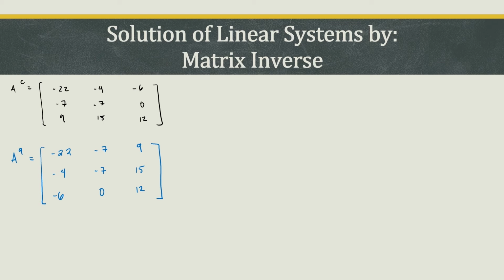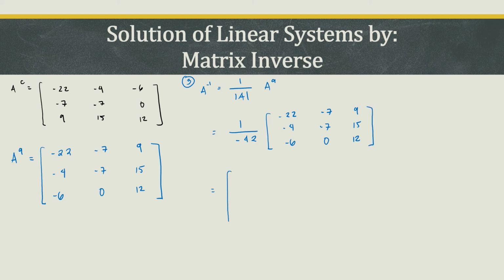After finding the adjoint, we move on to our third step, which is finding the inverse of the coefficient matrix, which is equal to 1 all over determinant times the adjoint. This would be 1 all over -42. Then copy our adjoint, so it's -22, -4, -6, -7, -7, 0, 9, 15, 12.